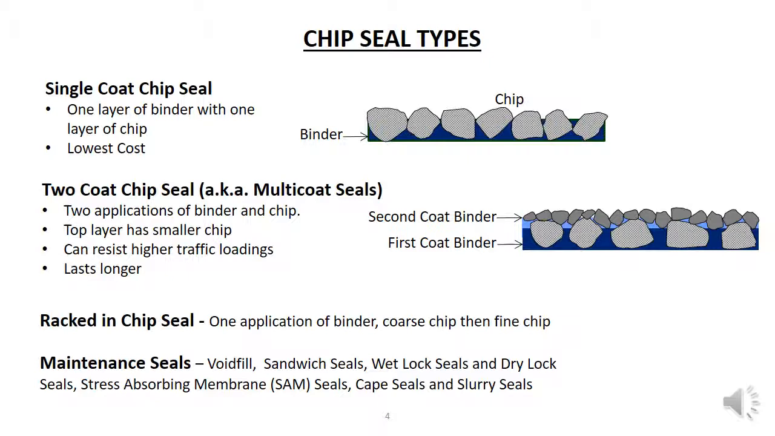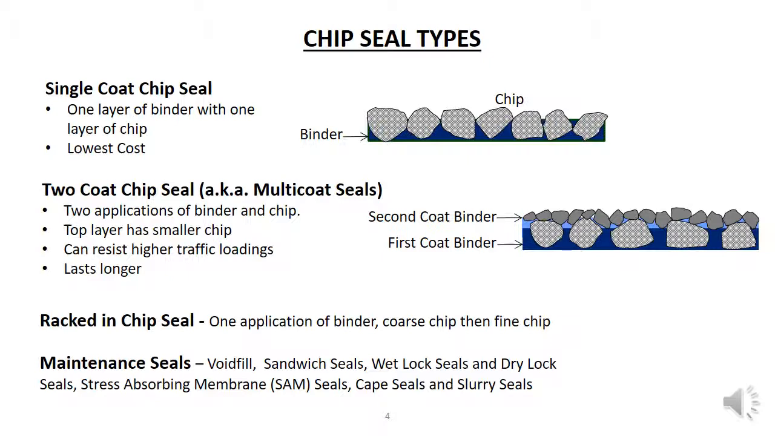A variation on the two-coat seal is to have all of the binder applied in one application before placing a sparse layer of coarse chip. The fine chip is then placed without additional binder. Compaction using steel rollers and pneumatic tyre rollers pushes the fine chip into the spaces between the coarse chip and locks up the surface. This option is called a racked-in chip seal.